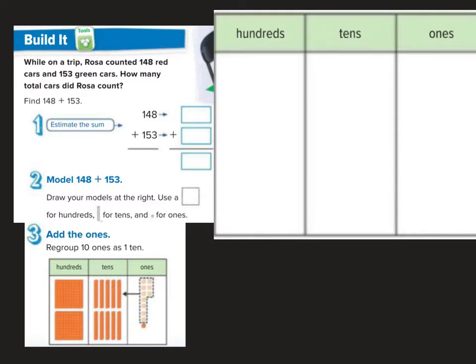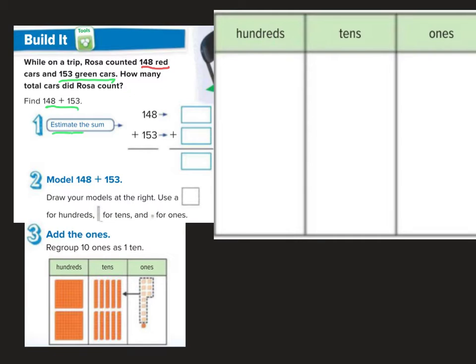All right, let's give this a shot here. We're supposed to be doing this with manipulatives, but that's kind of hard to do from afar. So we'll do our best here. While on a trip, Rosa counted 148 red cars and 153 green cars. How many total cars did Rosa count? So our job here is going to be to find 148 plus 153.